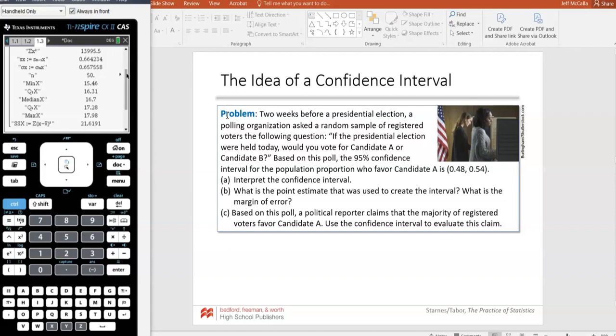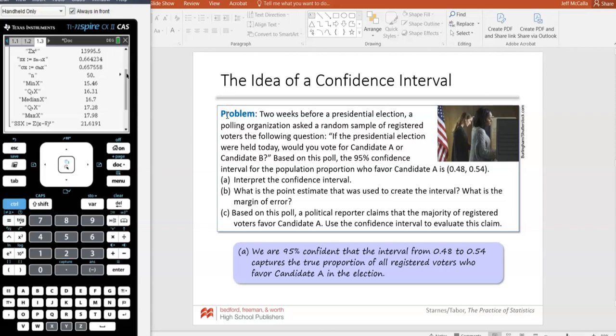Let's see what they said. Captures the true proportion of all registered voters who vote for candidate A this election. It's pretty good. What is the point estimate that was used to create this interval? What is the margin of error?